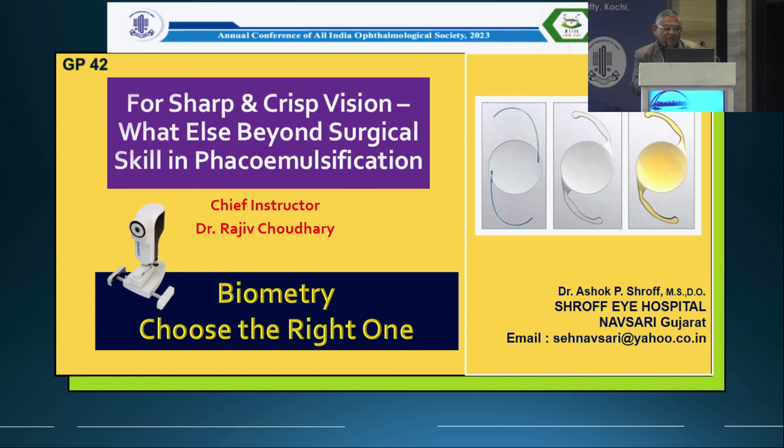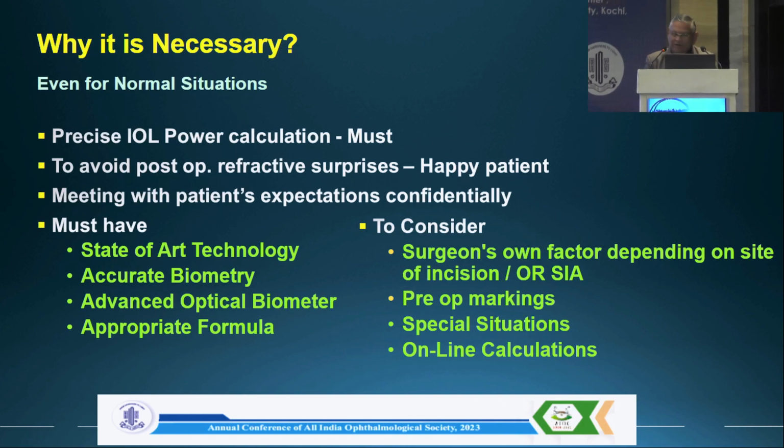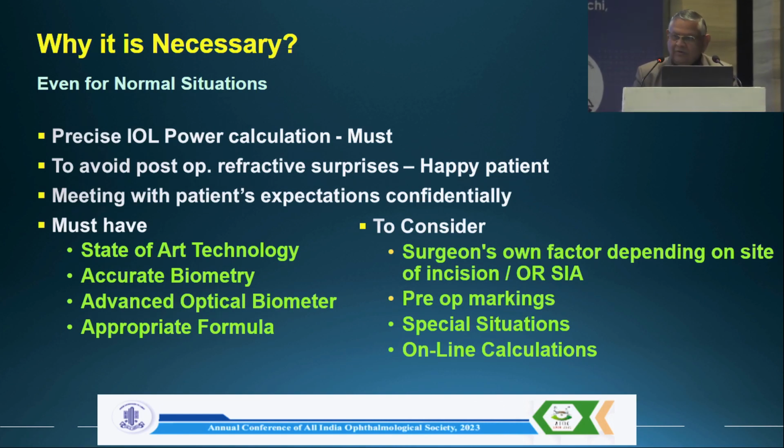For sharp vision, we have to have a biometry, and we have to choose the right one so that we don't have any problem with the patients. We have to answer so many questions. Even for normal situations, it is very necessary because we have to have a precise IOL power. It is a must, and now with the premium lenses, to avoid post-operative refractive surprises, we want to have a happy patient.